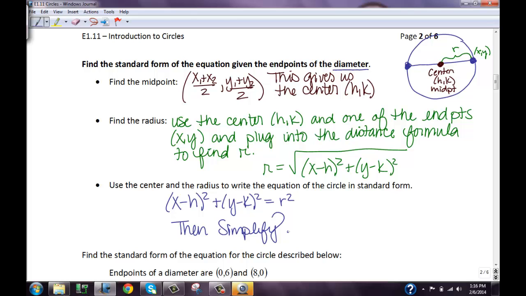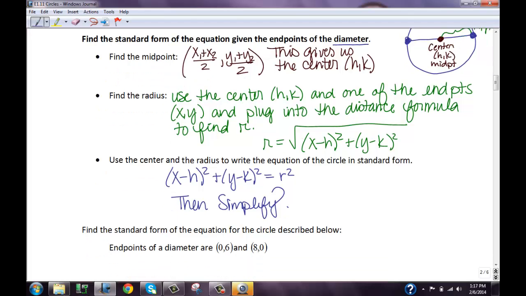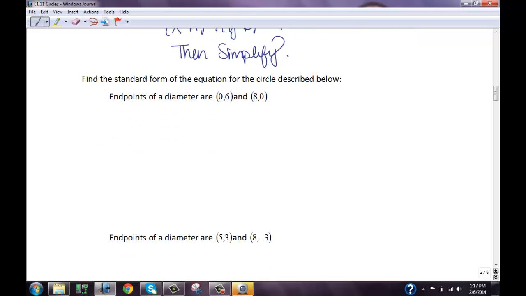Okay, so let's go ahead and look at one doing this process. So here it says the standard form of the equation of the circle. That's what we're trying to find, and it's described below. So they're giving us the endpoints. Anytime they give us the endpoints, the first thing we need to do is find the center, the point that's the midpoint of those two. So I'm going to go ahead and put here, we're finding the midpoint, which is x1 plus x2 divided by 2, y1 plus y2 divided by 2.